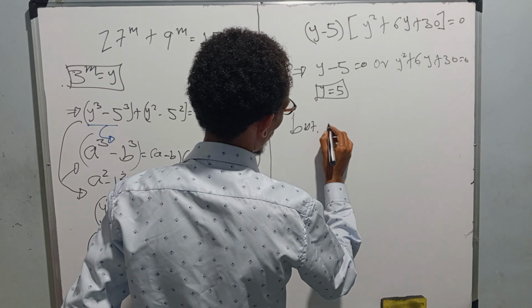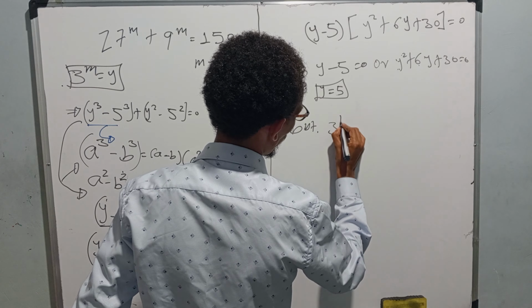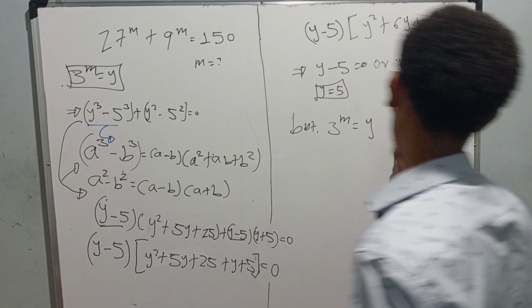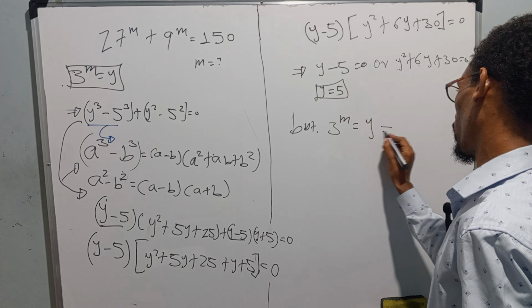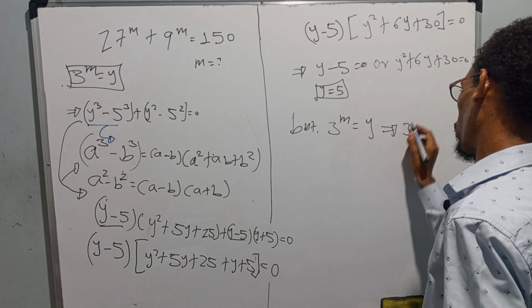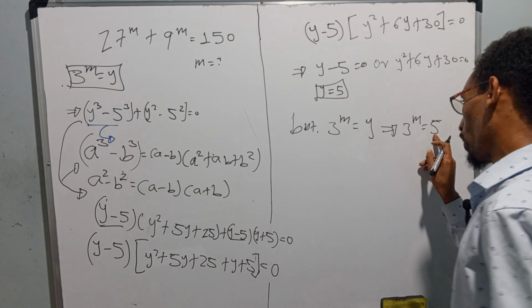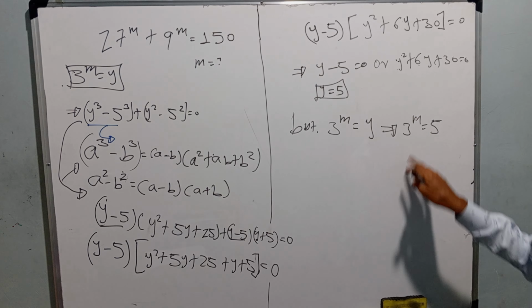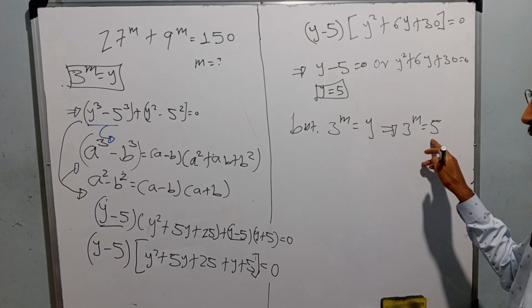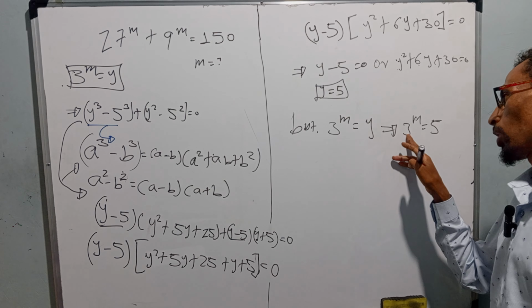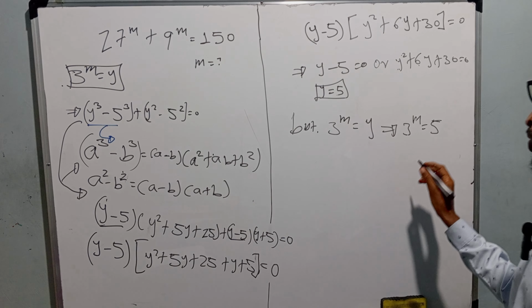So now initially we have 3 to the power of m equal to y. So here the value of y is 5. So we can replace it: 3 to the power of m equal to 5. In order to find the value of m, this equation is written in the form of an exponential function. So we can change it into its inverse, that means log.